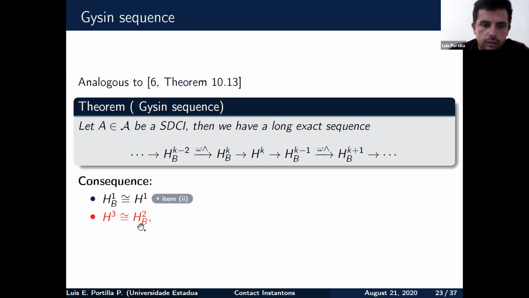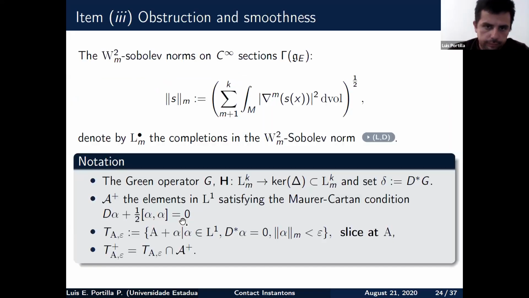So this space in the main theorem is the obstruction to the moduli space being smooth, because the moduli space is smooth when the obstruction map is 0. In order to prove this, I need to consider the Sobolev norms on the complex LD.